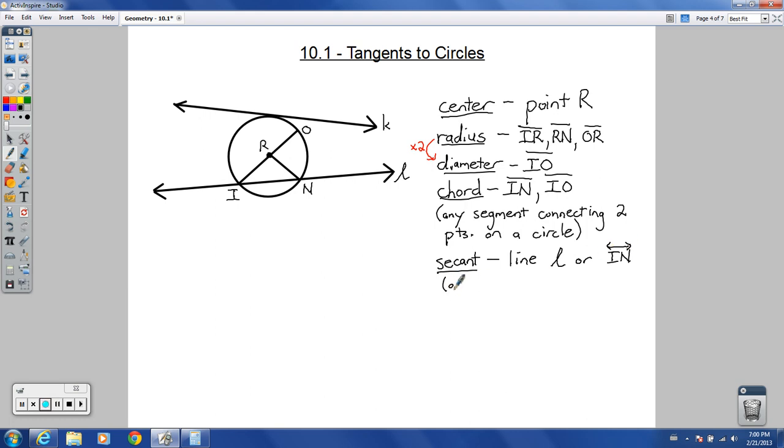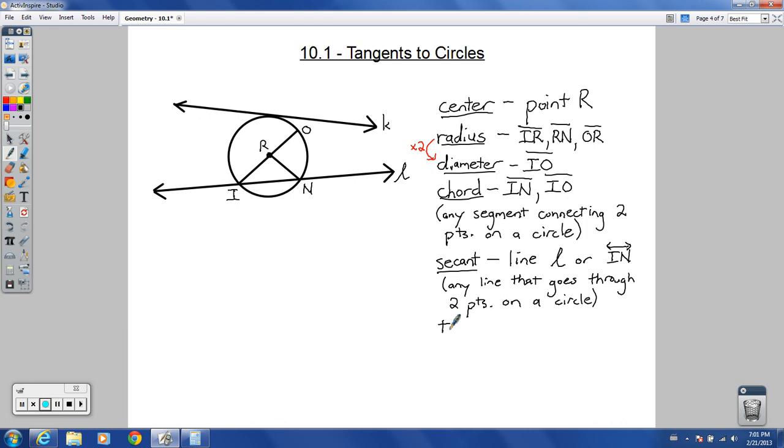A secant is any line that goes through 2 points on a circle. So very close in relationship to a chord. It's like a chord, but with arrows going forever in both directions.